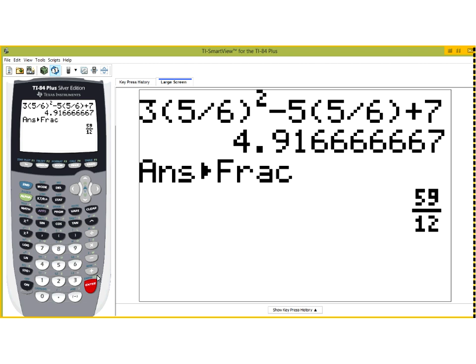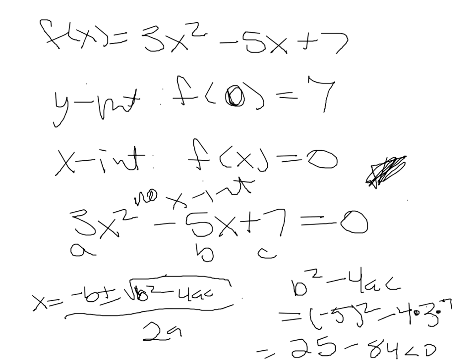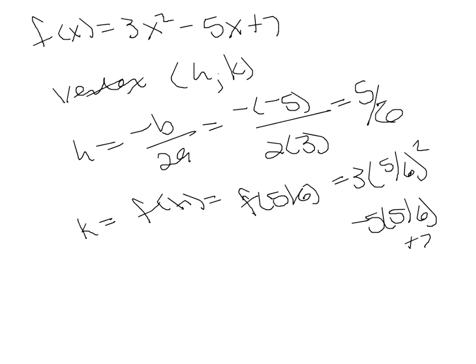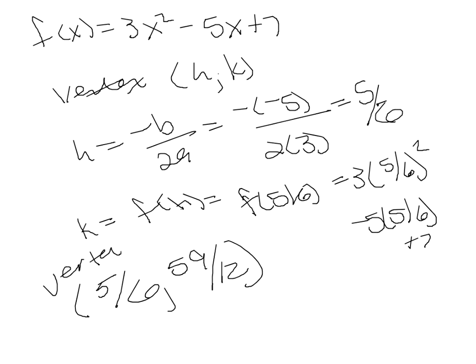And since it's positive and the parabola opens up, I'm not going to have any x-intercepts. So I'm not as worried about graphing it because I figured all this other stuff out. So I can go back over here and put my vertex as 5/6 and 59/12. So that's my vertex.